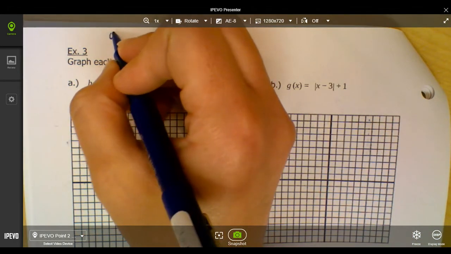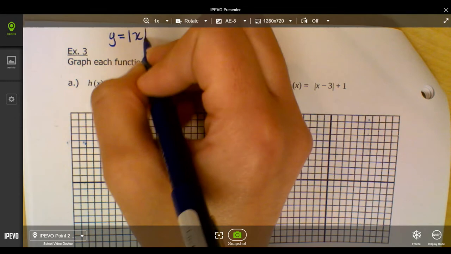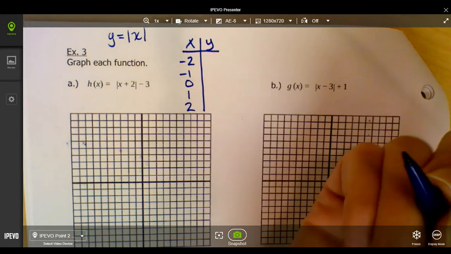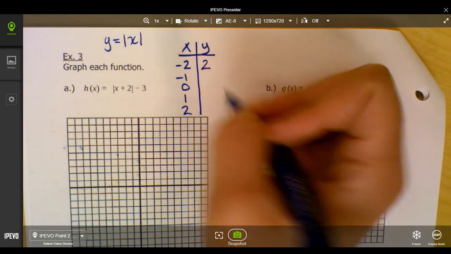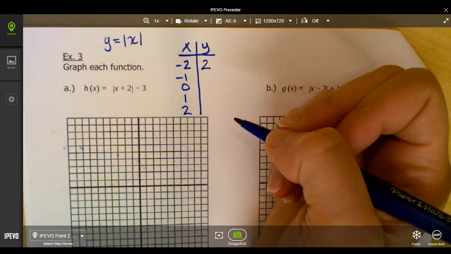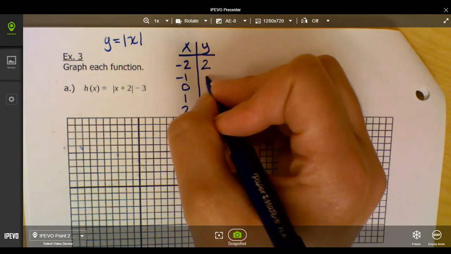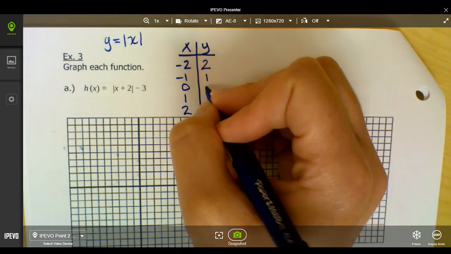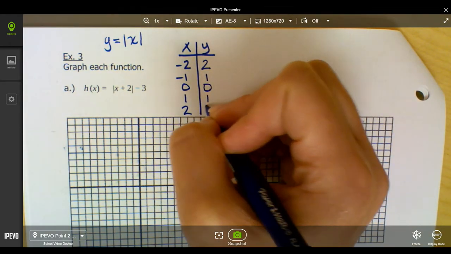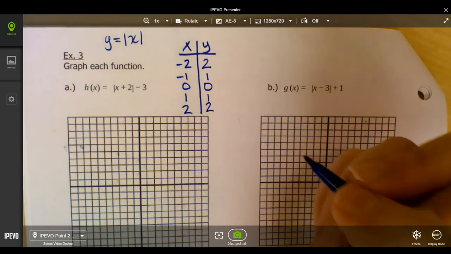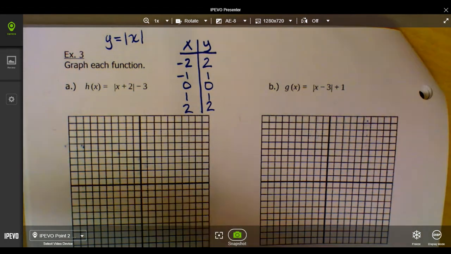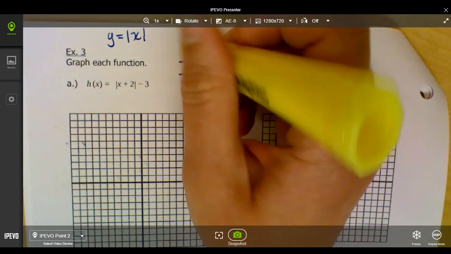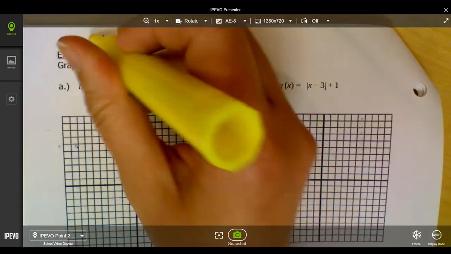So let's just think about this. If I just had y equals the absolute value of x, because this is my parent table, if I plug in the absolute value of -2, everything comes out positive. So nothing's happening to it, it's just turning positive. Absolute value of -1 is just 1. Absolute value of 0, you just get 0. And then all of these, it doesn't change the sign, everything just comes out positive. So this guy is your parent graph for absolute value functions.